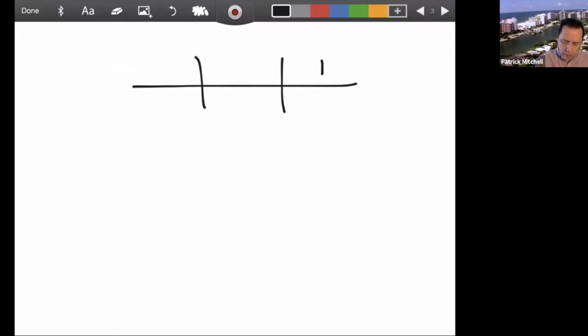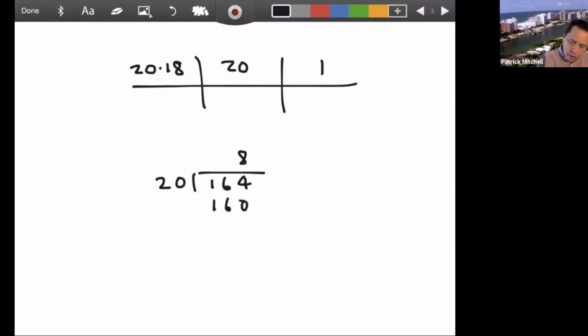We've got 1s and we've got 20s, and I think in this case we are not going to need 20 times 18 because that's bigger than 164. So we're just going to ask, how many times does 20 go into 164? It goes 8 times with 4 left over. So 8 of these and 4 of these.